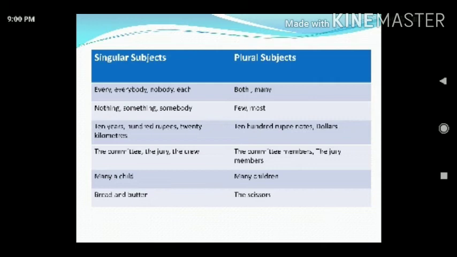Now let's see the list of plural subjects: both, many, few, most. 10 100 rupee notes. 100 rupees is singular, but when we say 10 100 rupee notes or 500 rupee notes, it's plural. Dollars. The committee members, the jury members, many children. Many a child is singular, many children is plural. The scissors, it's a plural subject, though it's a singular thing.